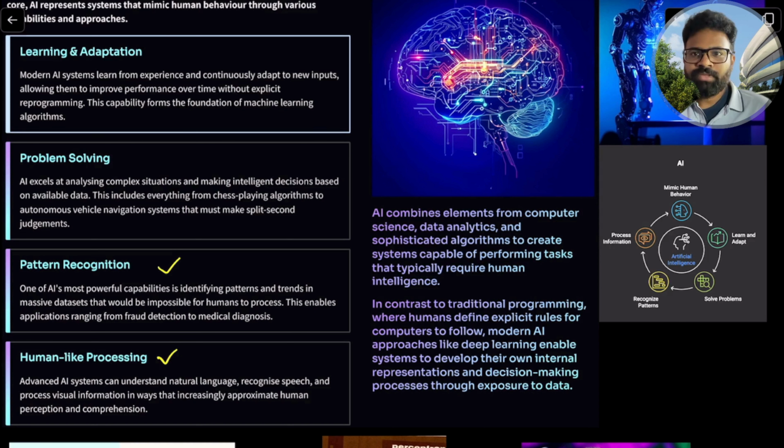Now computers can understand different text, different speeches, different images, different videos. All these can be understood and processed by artificial intelligence computer systems. That's how artificial intelligence has become powerful.